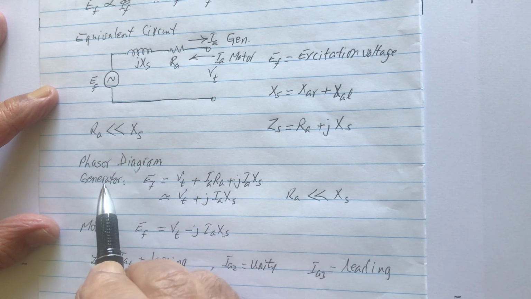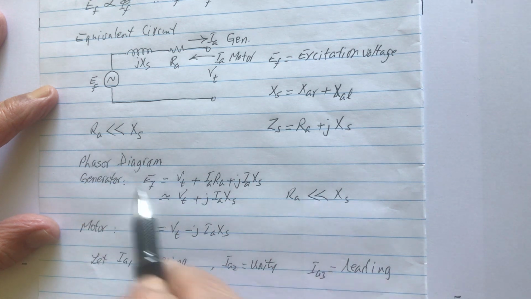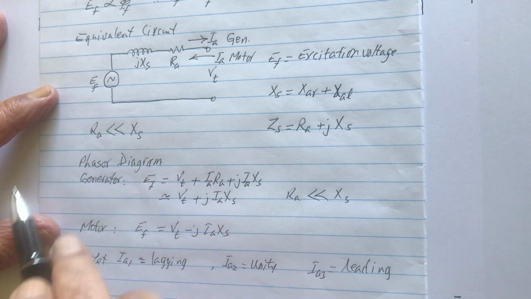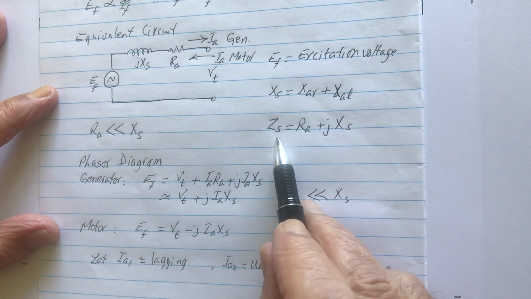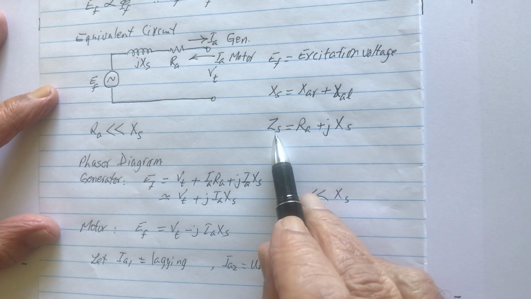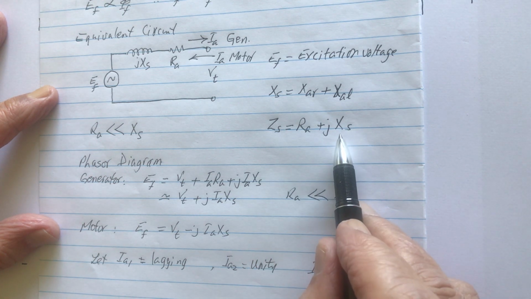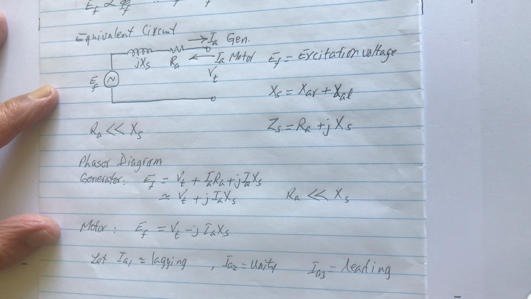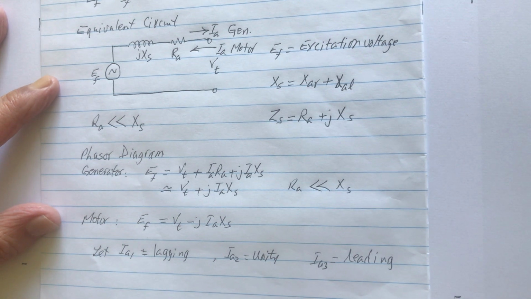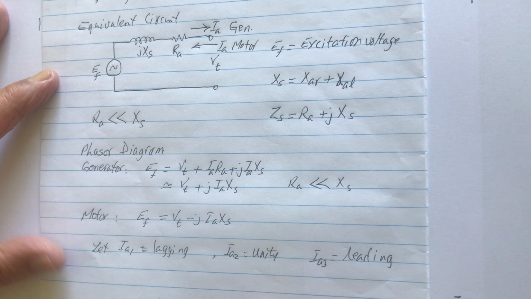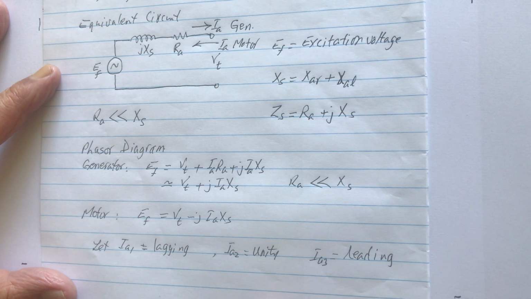So in most of our calculations, we neglect RA and we assume that the magnitude of ZS is equal to XS. This will result in a very, very small error, but it will make life much easier for the calculations.